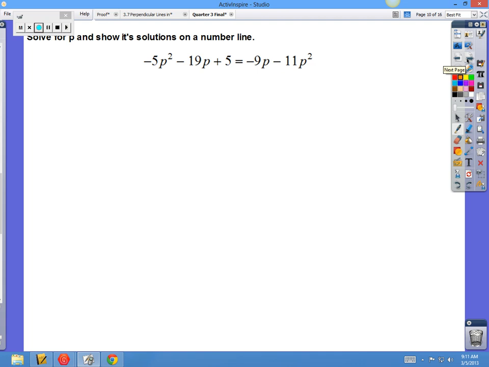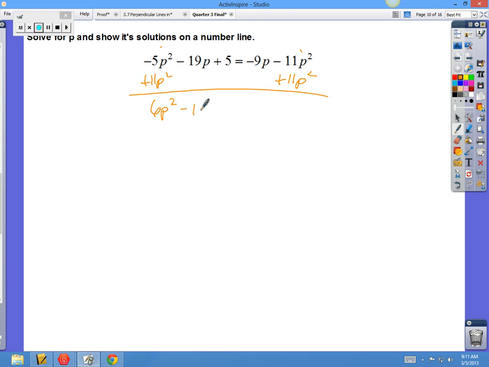Quadratic. So, move number one, get everything on the same side. Solve for p, it's the same as finding roots, same as find the solutions. You're going to have to probably use the quadratic formula. I'm going to move this over to the left, because then it will keep my p squareds positive. So I'm going to add 11p squared.